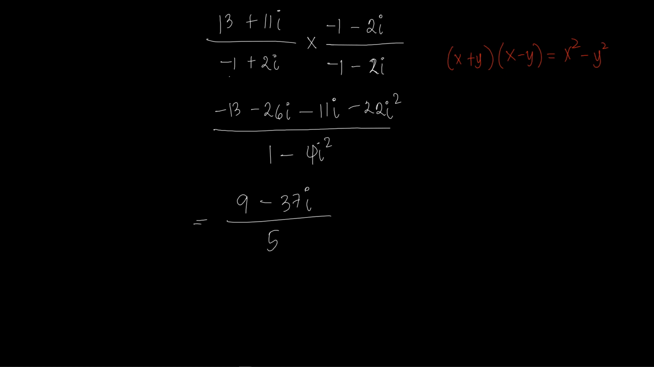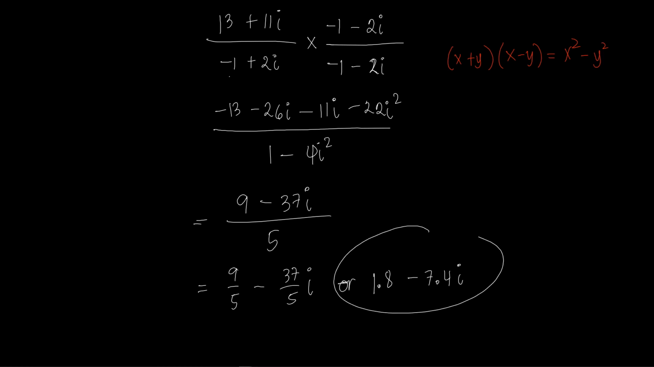Then, pwede na to siya a plus bi nga form. So, we have 9 over 5 minus 37 over 5i. Or, pwede nimo siya i-sulat into decimal nga form. We have 9 divided by 5, that is 1.8. Then, 37 divided by 5, that is 7.4. Tama ba? Yes po, sir. Okay. So, muna siya ang answer.